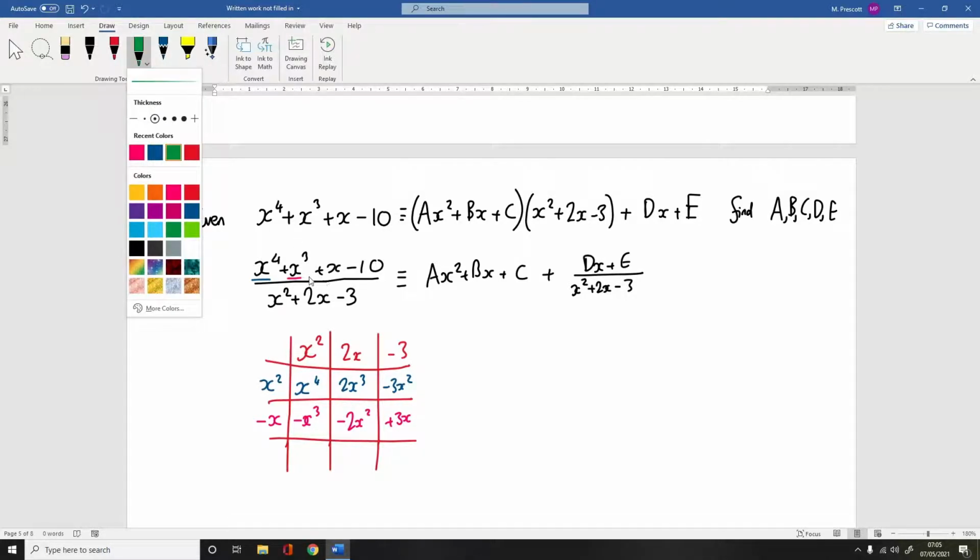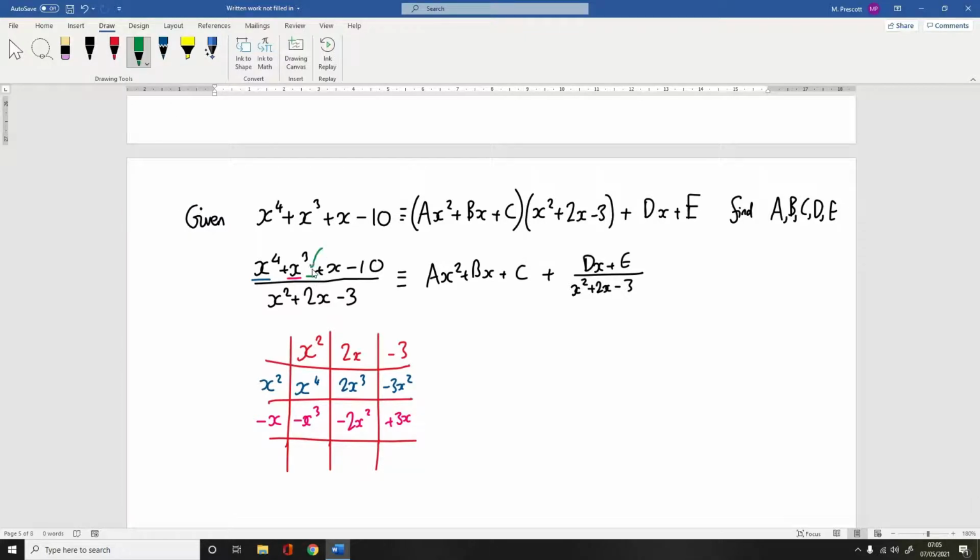But we don't want that, we want 0x squared. Remember that even though it's not written there, we still need to factor that in, we still need to go down the powers one at a time. We've currently got, again, thinking about the diagonal, minus 5x squared. We want to get to 0, so we need to add 5x squared to that. This means this is going to be 5, this is going to be 10x, this is going to be minus 15.